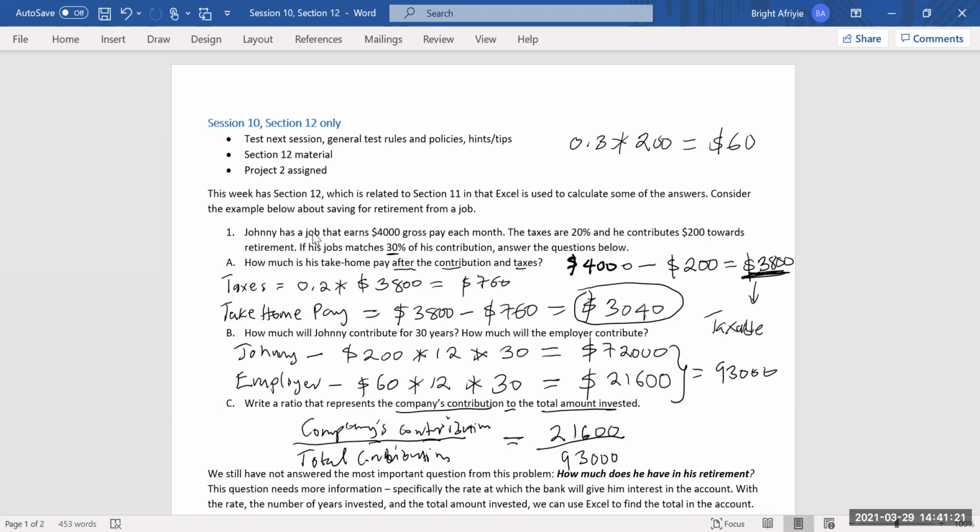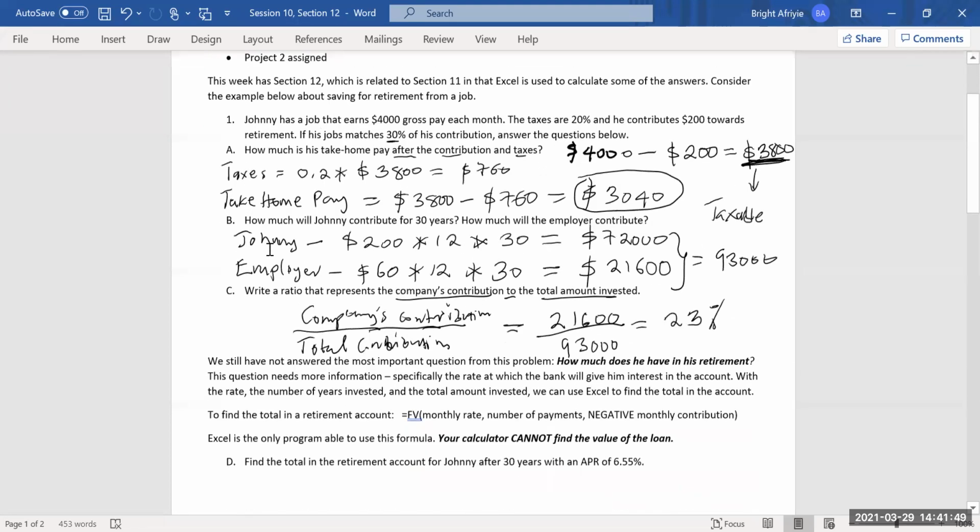And you realize that that is about 23%. So this will give us 0.23, which is about 23%. So the company contributes about 23% of the total money that goes towards Johnny's retirement account. Are we Gucci? All right, so that is for the C part.